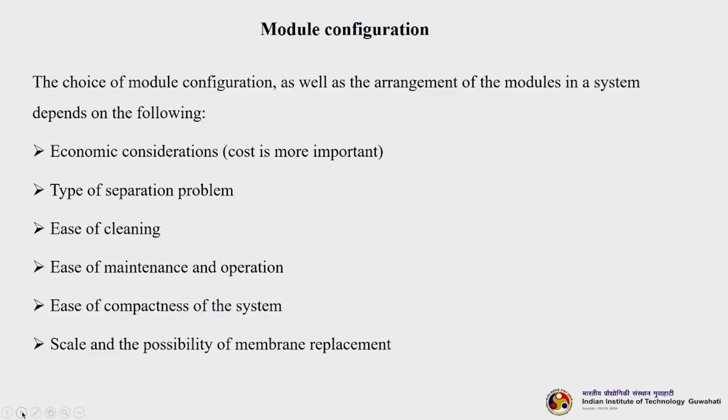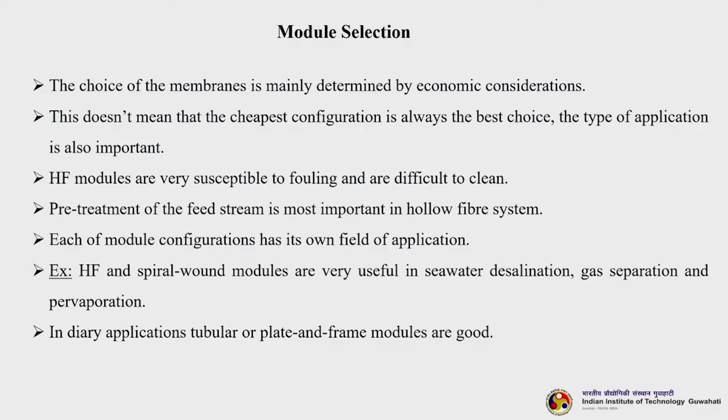Ease of maintenance and operation, compactness of the system, scale and the possibility of membrane replacement are also very important. Transportation and handling is also important, because we discussed during our tubular membranes, the ceramic membranes, their weight is too much. They are brittle also. So, carrying them from one place to another place is always challenging. The choice of the membranes is mainly determined by the economic considerations. This does not mean that the cheapest configuration is always the best choice. It is not the case. The type of application is also very important, and other parameters that affect the membrane systems.